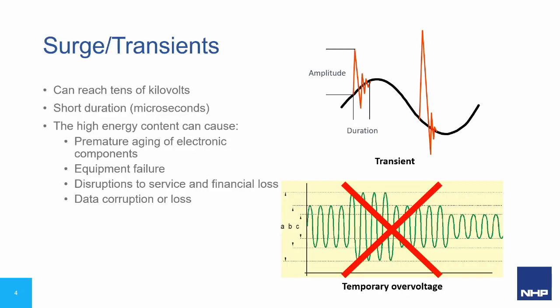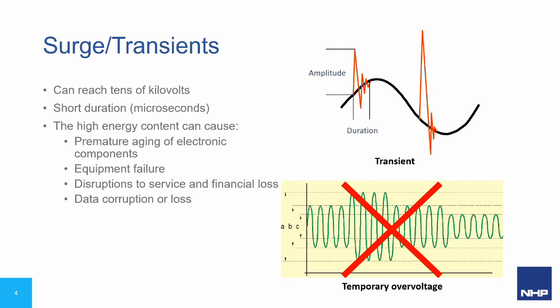Transients are short-term overvoltage events, which can reach tens of kilovolts. However, they only last for a very short duration. This is in the realms of microseconds, up to a few milliseconds. It's the duration of time which sets a transient apart from another phenomenon called temporary overvoltage. This differentiation is very important as a surge diverter is not designed nor intended to protect against temporary overvoltage. This can be described as a rise in voltage over multiple cycles of the 50 Hz waveform.